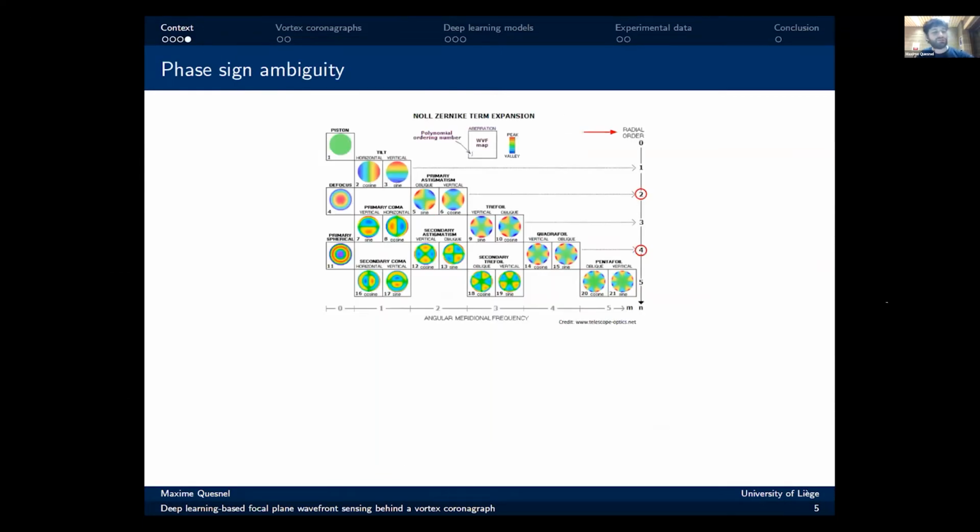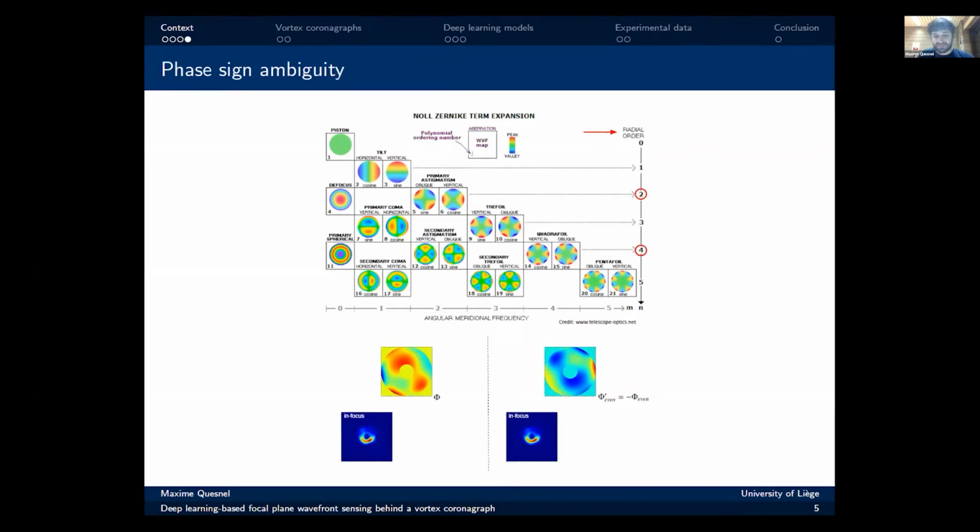There is quite a strong limitation for focal plane reference sensing, which is a phase sign ambiguity. If you decompose your phase into Zernike components, or Zernike polynomials, and look at the polynomials that have an even radial order, such as defocus, astigmatism, or spherical aberration, the issue with these modes is that if you have the opposite mode, you will get exactly the same PSF. I can illustrate this with one example. Here you have one phase map and another one where I just switched all of the even mode coefficients, and in this case you would get exactly the same in-focus PSF.